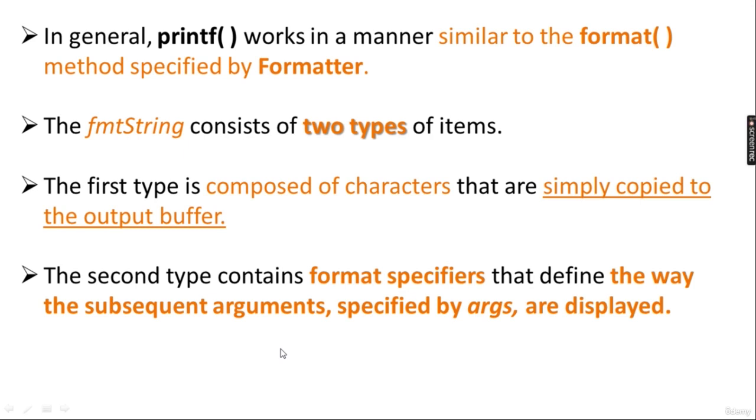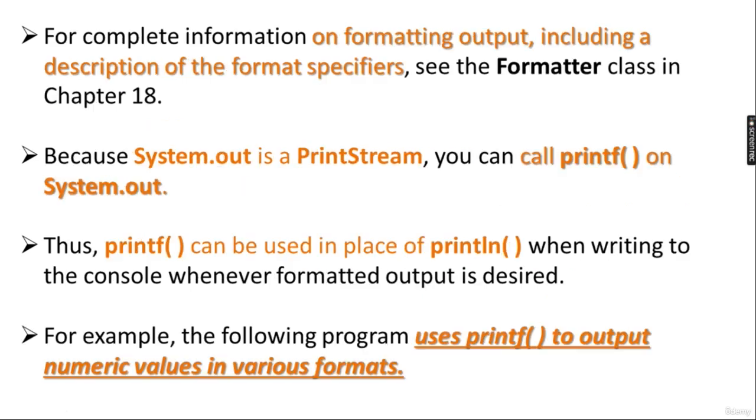Printf works in a manner similar to the format method specified by Formatter. Format string consists of two types of items. The first type is composed of characters that are simply copied to the output buffer. The second are format specifiers that define the way the subsequent arguments specified by vars are displayed. If it is %f, %d, %c, depending upon that, and we have already seen different types of specifiers. Using those specifiers, we can write the data. For complete information, including a description, please see the Formatter class we have explained in the previous chapter.